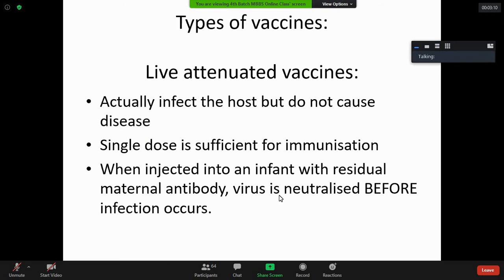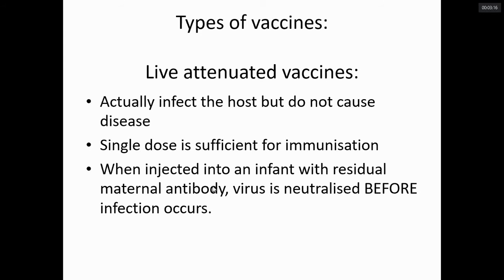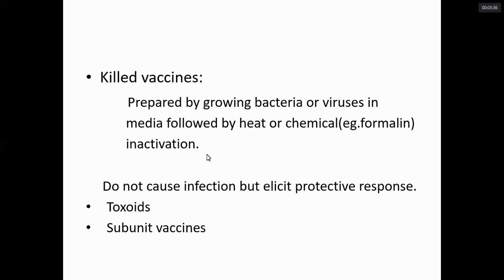This intestinal mucosa, and the maternal antibody doesn't interfere with the take of the vaccine. So BCG and OPV are exceptions to these maternal antibodies. Live attenuated vaccines: low dose can be given, single dose is sufficient, and when injected into the body, it replicates in the body and infects the host but doesn't cause disease, and it provides protection against the disease.